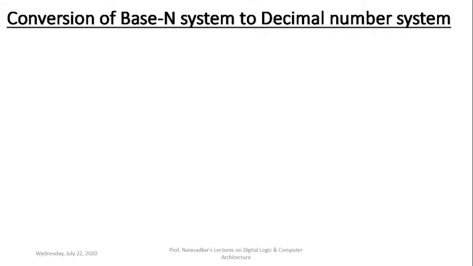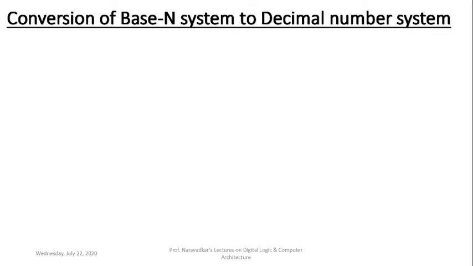Hello, in this lecture we will see the conversion of base n number system to decimal number system. Base n can be binary number system to decimal conversion, octal number system to decimal, hexadecimal number system to decimal number system, or even base 3, meaning ternary number system, to decimal number system. N can be anything here.